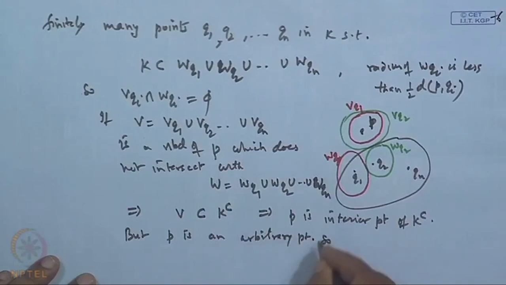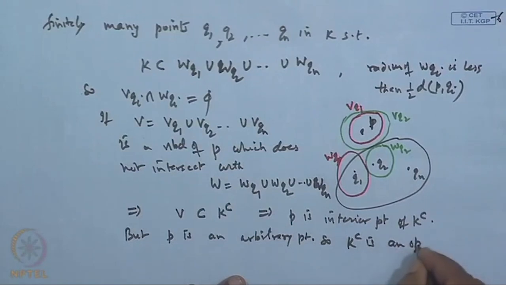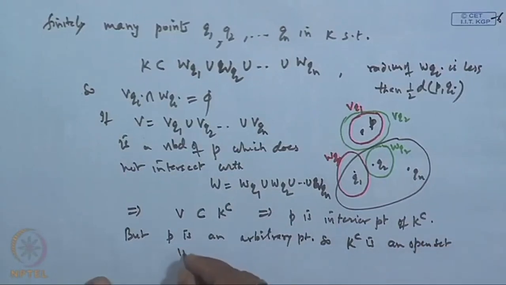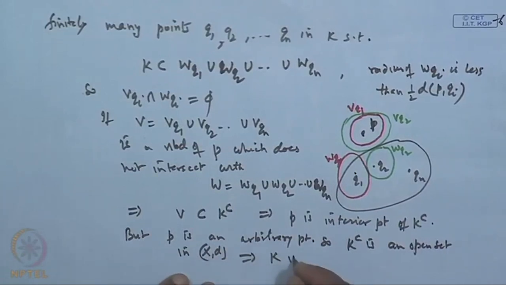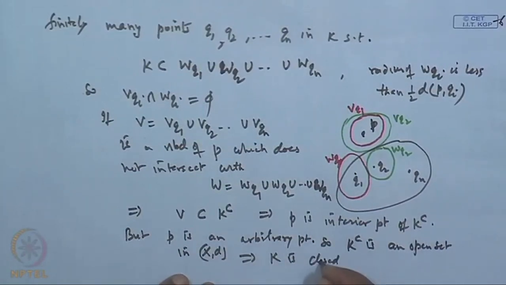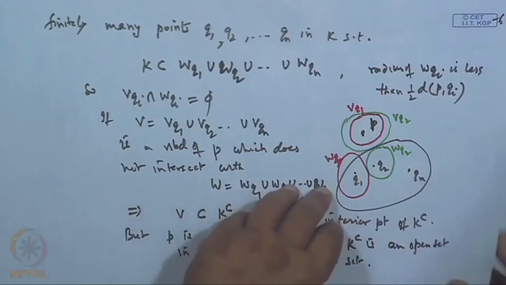So this shows that the interior of this is an open set in (X, d). Once it is open, then K must be closed. So every compact subset of a metric space is a closed set, and that's what we prove. Okay.